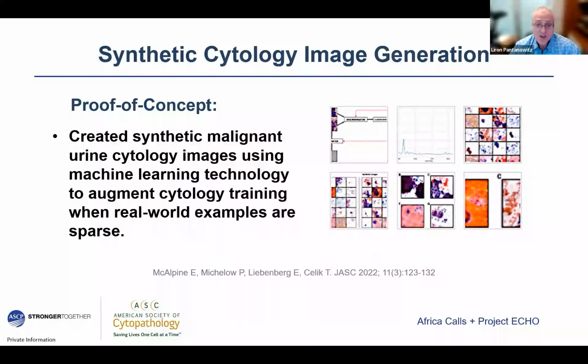Now, it's very hard to get examples of all the cases you need to build an algorithm, especially if you want an unsupervised algorithm with deep learning. You may need thousands and thousands of cases, and who has thousands and thousands of rare cases? So here's an interesting paper that my colleagues in South Africa, in Johannesburg, developed. They made synthetic images. In this paper they published in the Journal of ASC, they made synthetic malignant urine cytology images, and they successfully did that. And once they did that, they could boost the training of algorithms and get enough cases to build AI. At the same time, you can use that for training and so forth.